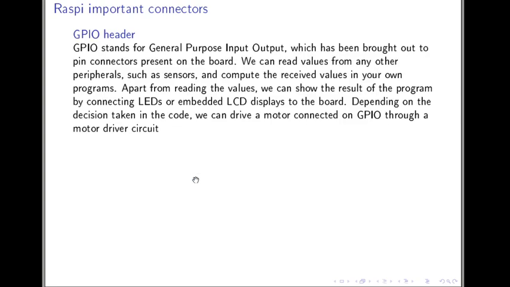Now, Raspberry Pi important connectors. First, the GPIO header. GPIO stands for General Purpose Input Output, which has been brought out as pin connectors present on the board. We can read values from peripherals such as sensors and computers, and receive the values in our own programs. Apart from reading the values, we can show the result of the program by connecting LEDs or embedded LCD displays to the board. Depending on the decision taken in the code, we can drive a motor connected to the GPIO through a motor driver. So GPIO, as we have already seen in Arduino, are general purpose input output pins.